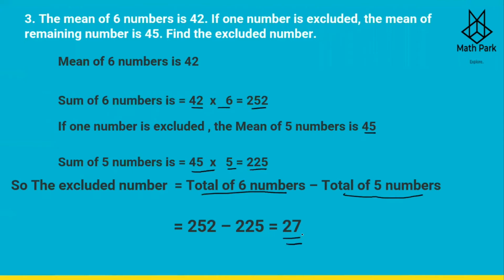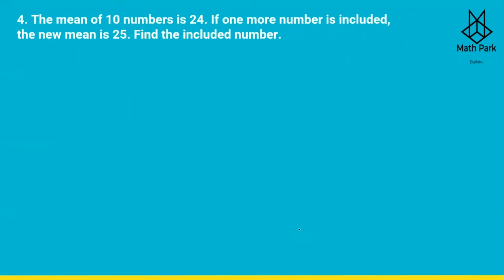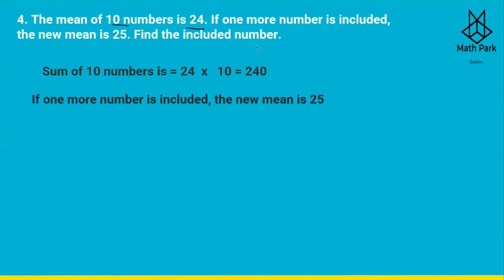Same type of questions. This is the miscellaneous exercise, which has all the types of questions. So the mean of 10 numbers is 24. So if the mean of 10 numbers is 24, the sum of the numbers is going to be 10 times 24, which is 240. When one more number is included, the new mean becomes 25.